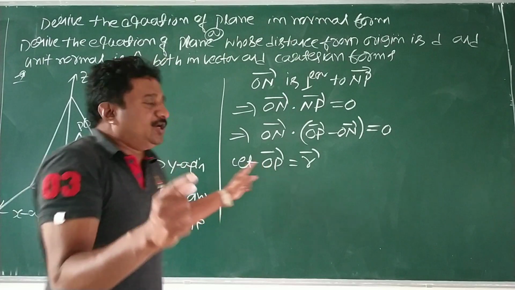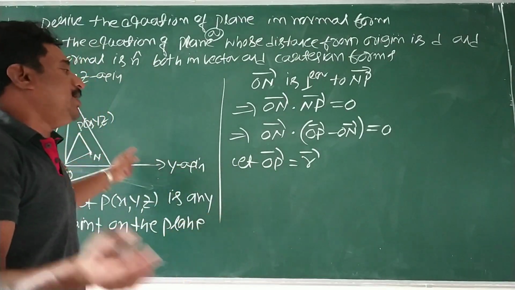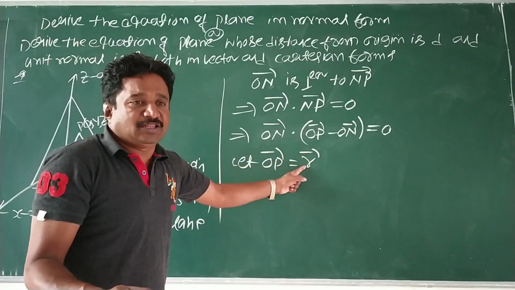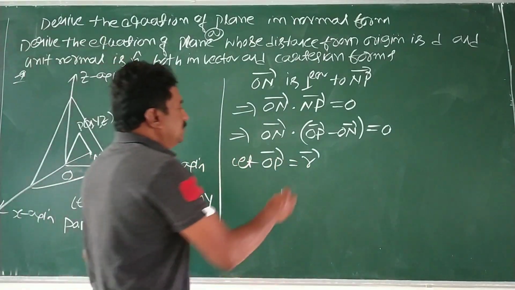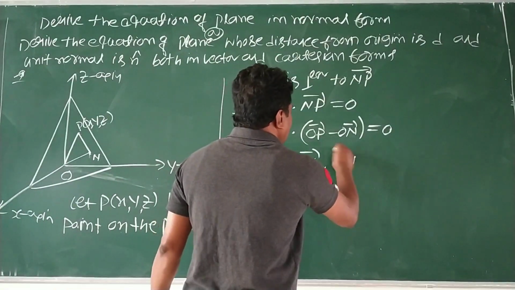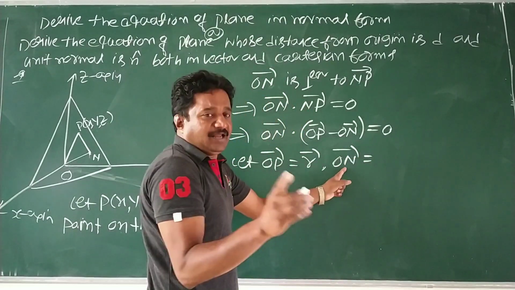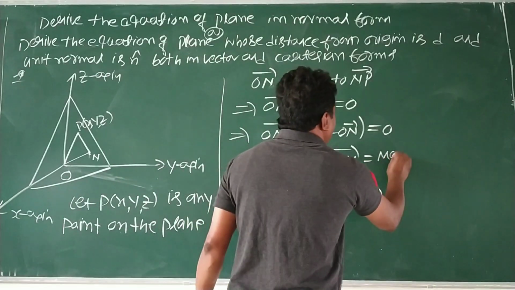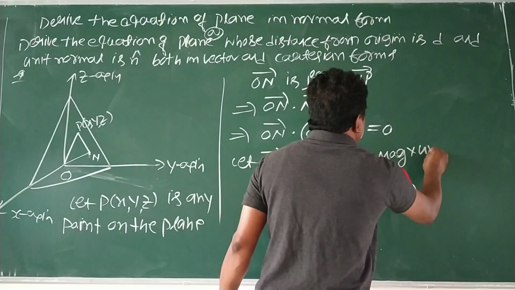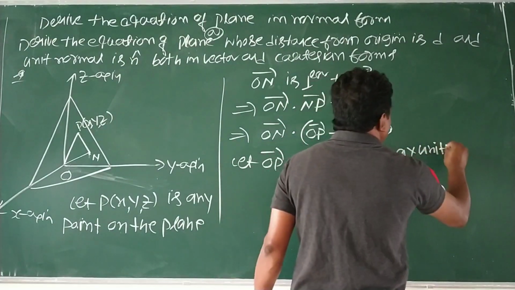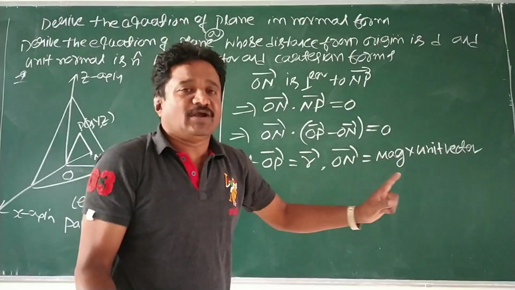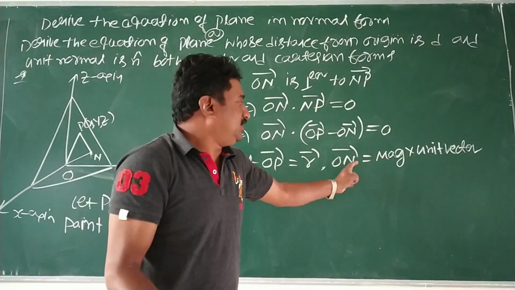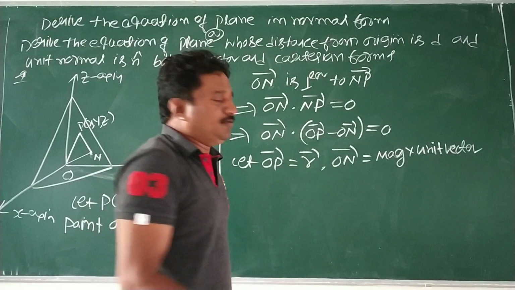To represent a general point P, we always use vector R. So that is OP, vector R, P x y z. Next, ON. Vector means magnitude into unit vector. We have a general definition. What is a vector? Magnitude into unit vector.